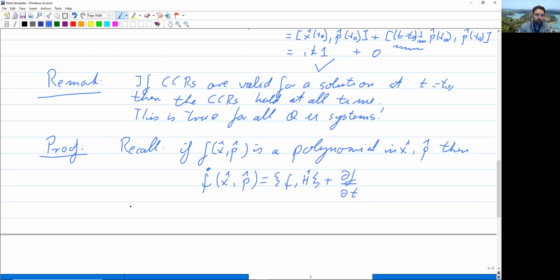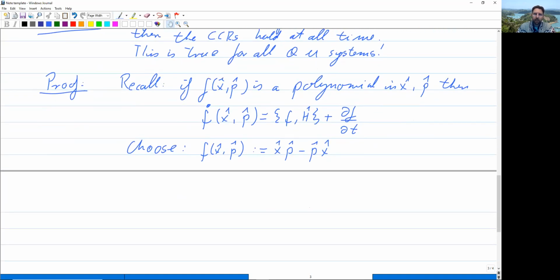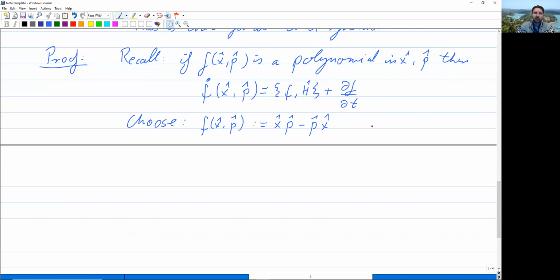Now, for the purpose of our proof, let us choose that f of x hat and p hat is x hat p hat minus p hat x hat. Now, that's a polynomial in x and p. And it's a polynomial of the kind that has coefficients which is just 1 and therefore not dependent on time. So therefore we have that df by dt is equal to 0. So that term doesn't come up.